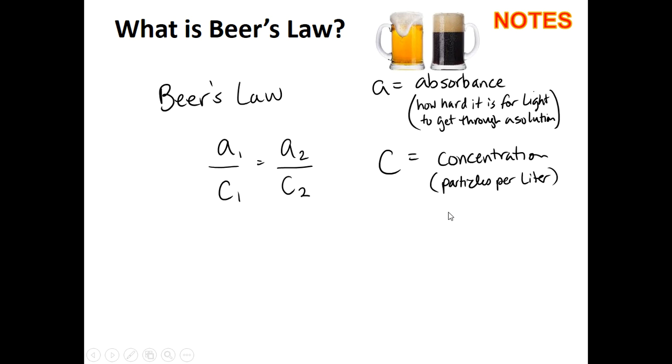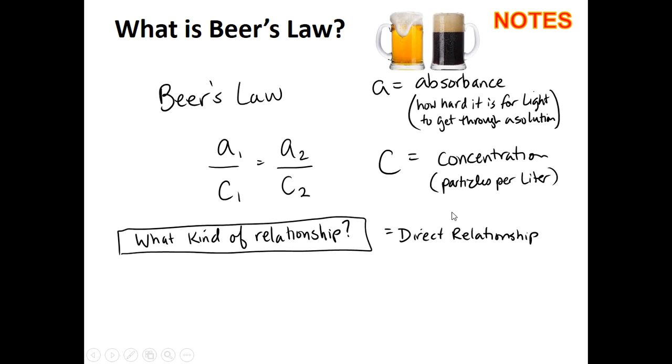Kind of makes sense. So if one goes up, the other goes up. It's a direct relationship. Great thing about this is you can just think about it in terms of Beer's law. It's named after the scientist Beer, but beer will help you with that. Dark beer, more stuff, more absorbance, more concentrated. Light beer, less stuff, less concentrated.